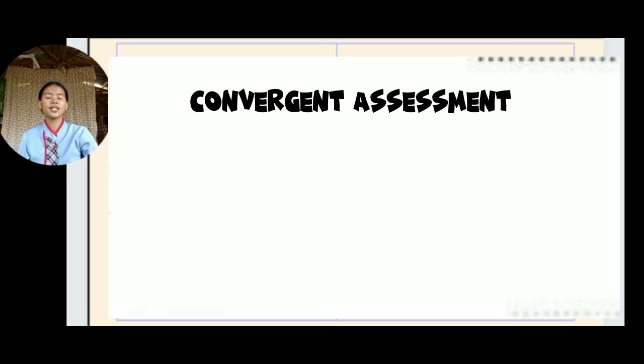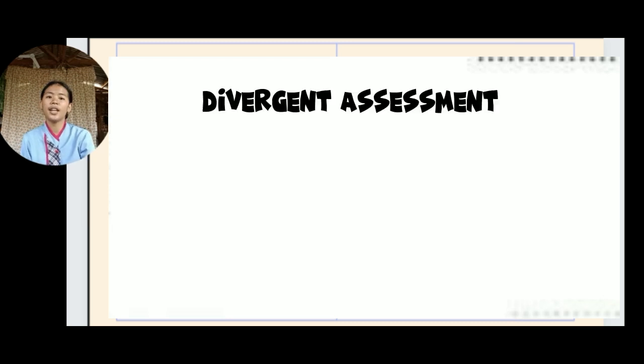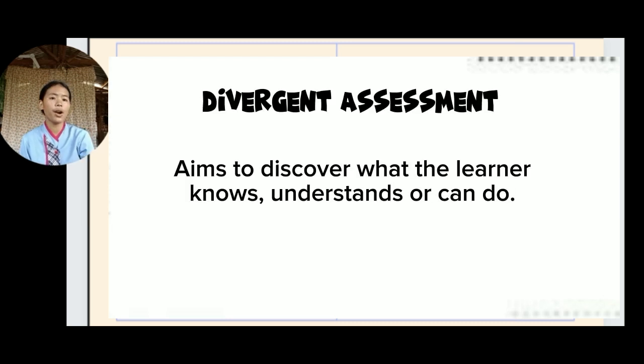And lastly, we have the convergent and divergent. Convergent aims to discover whether the learner knows, understands, or can do a predetermined thing. On the other hand, divergent aims to discover what the learners know or understand or can do.